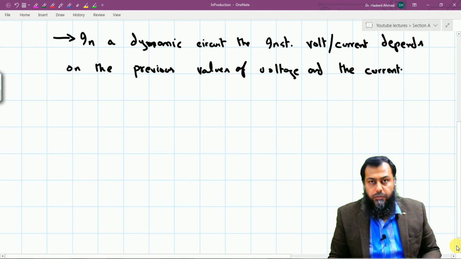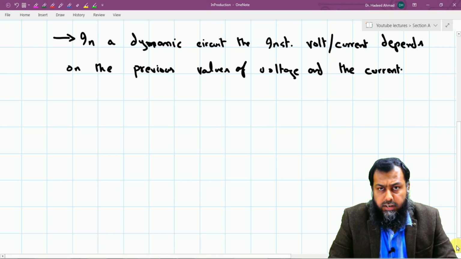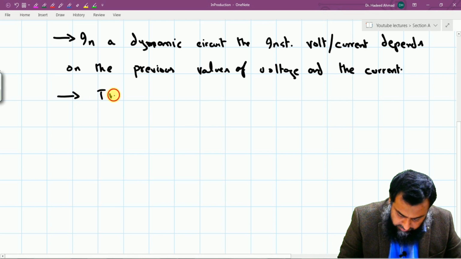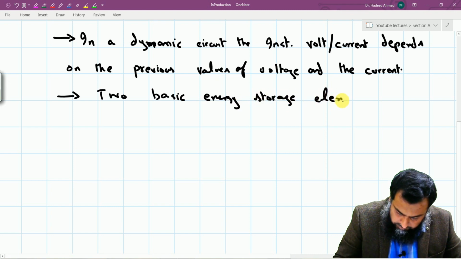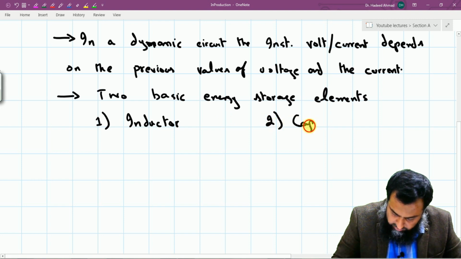So there are two basic types of energy storage elements. One is known as an inductor, and the other one is known as a capacitor, right? So we shall study two basic energy storage elements. The one is known as the inductor, and the other one is known as the capacitor, right?